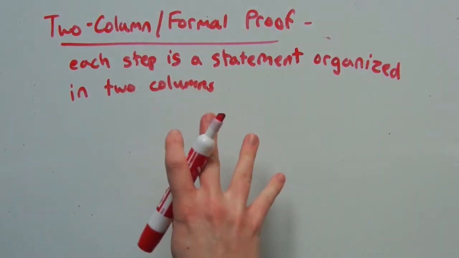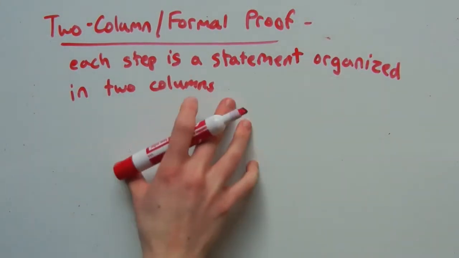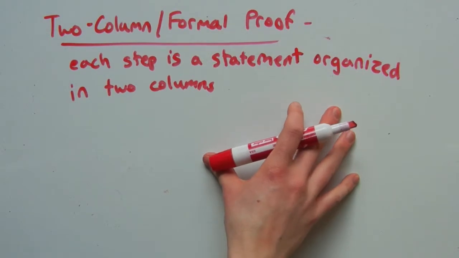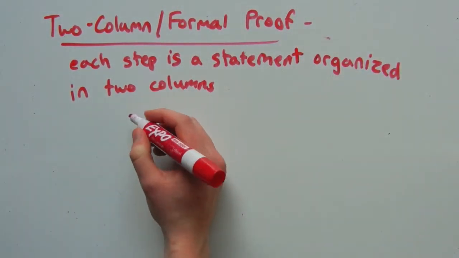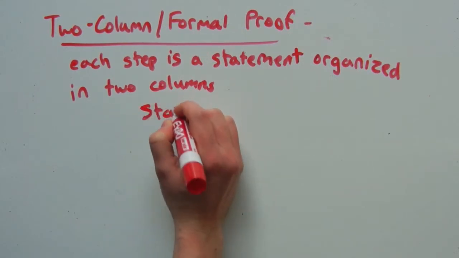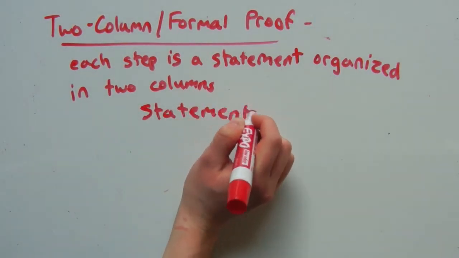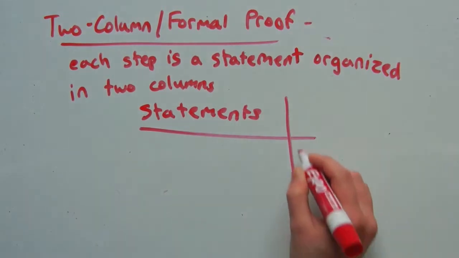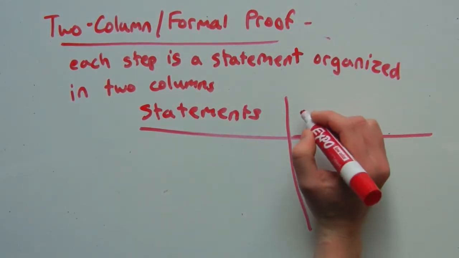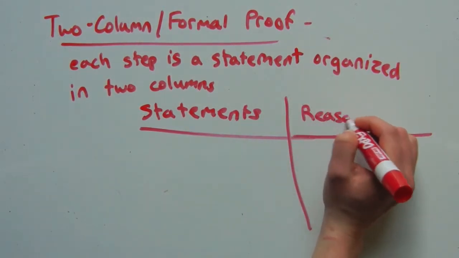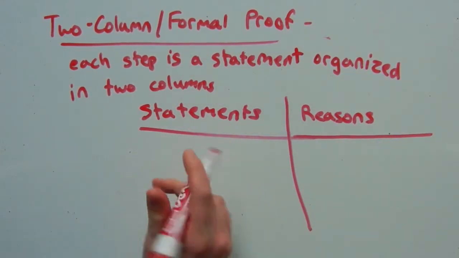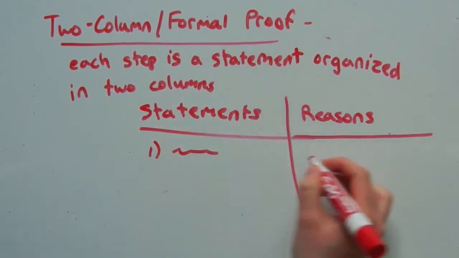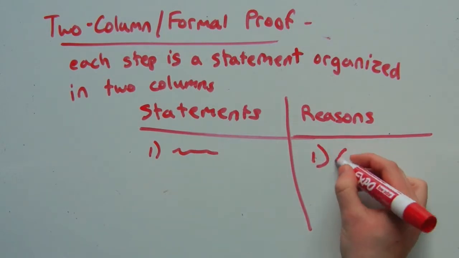So in a two-column or formal proof, each step is a statement, and those statements are organized into two columns. It would look something like this. So you have your statements on one side, and you have your reasoning or reasons on the other. So statements, you can list your reason for one of them could be that it's given.